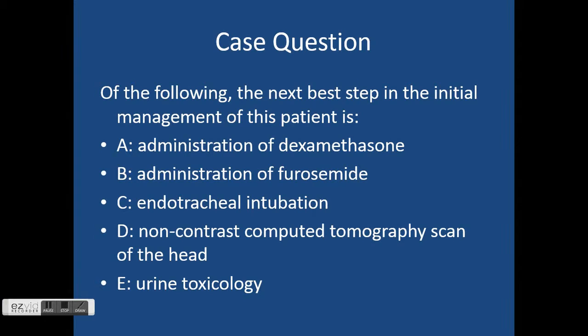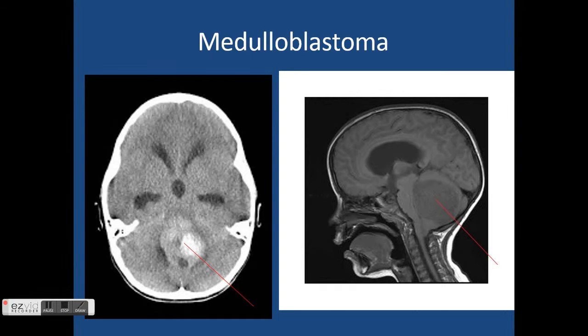Okay, so the content specification is recognize the clinical findings that indicate impending systemic failure or coma. Here this patient actually had a medulloblastoma that you could see here, and that was causing him to have elevated intracranial pressure. You can see how his ventricles are dilated on both scans here.